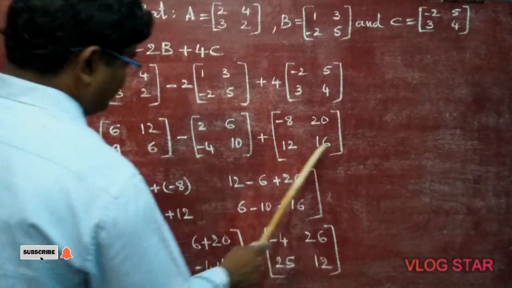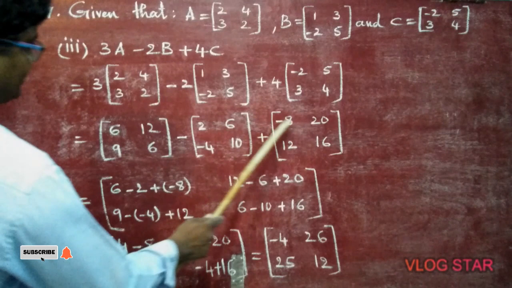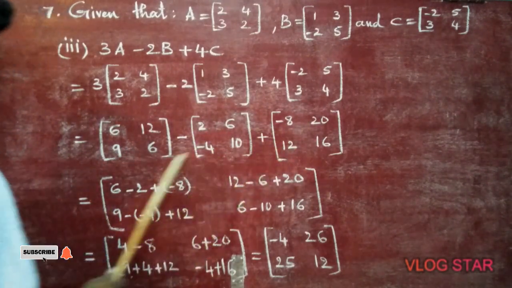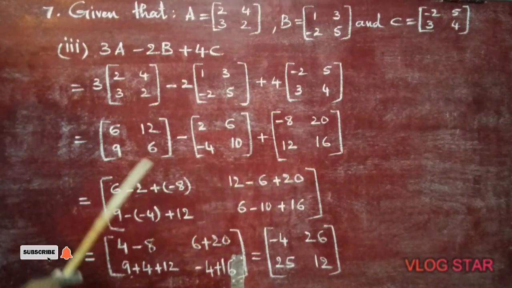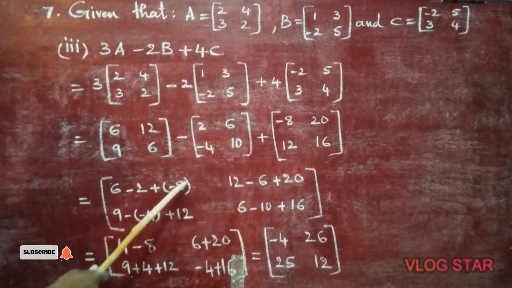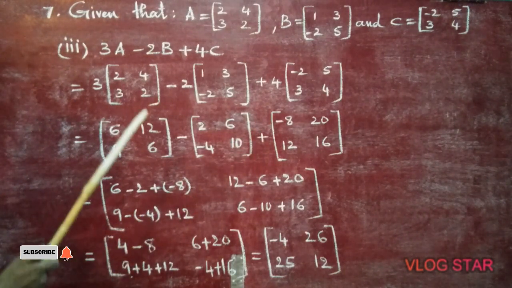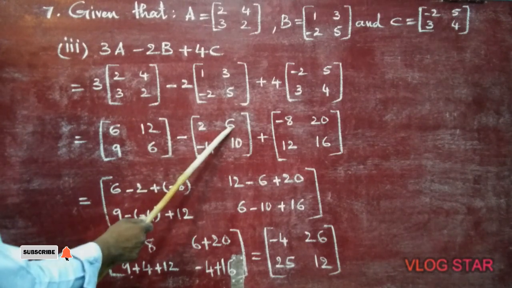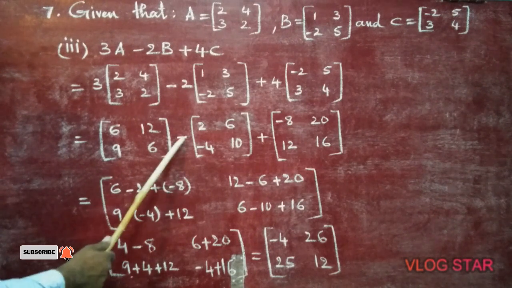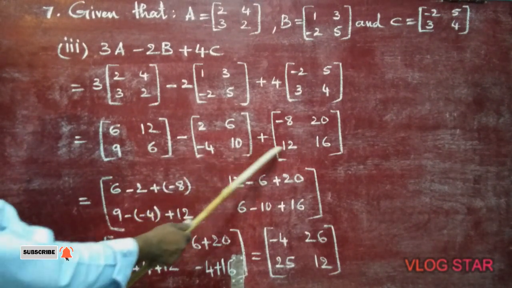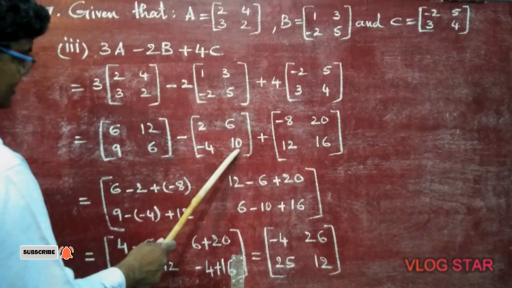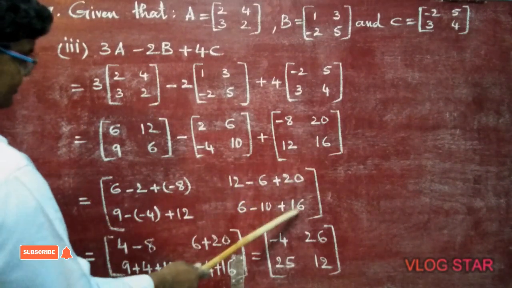Now all three at a stretch you are going to simplify. All the first elements, all the second elements, all the third elements, all the fourth elements you are going to simplify. 6 minus 2 plus of minus 8, this is the first element. 12 minus 6 plus 20, second element. 9 minus of minus 4 plus 12, third element. 6 minus 10 plus 16, fourth element.